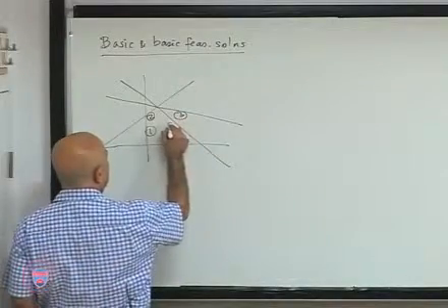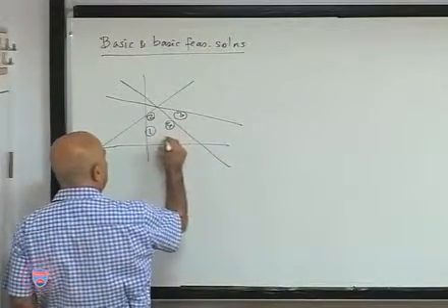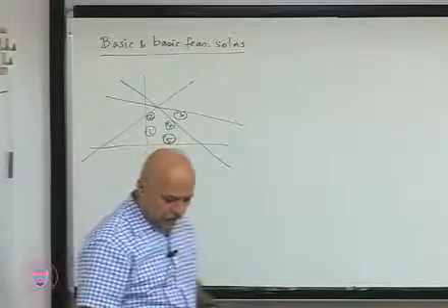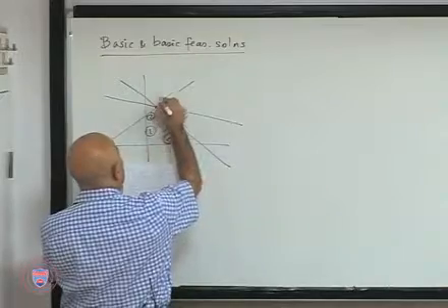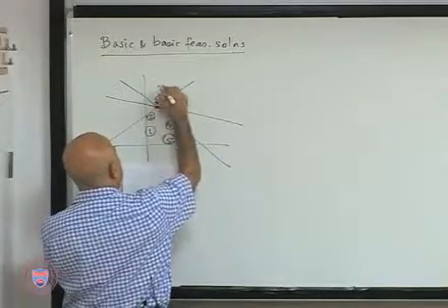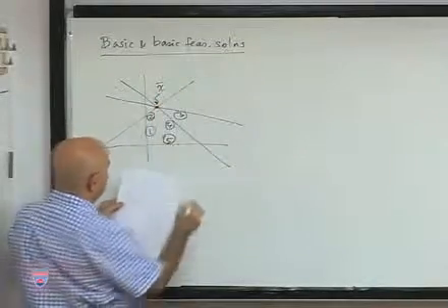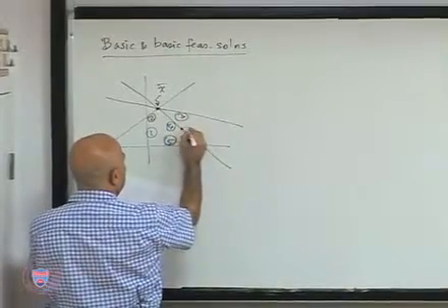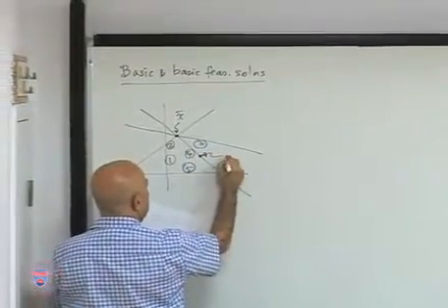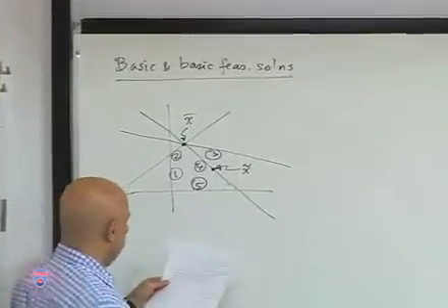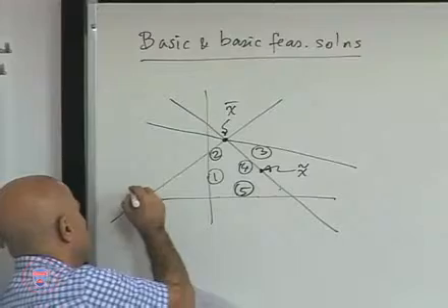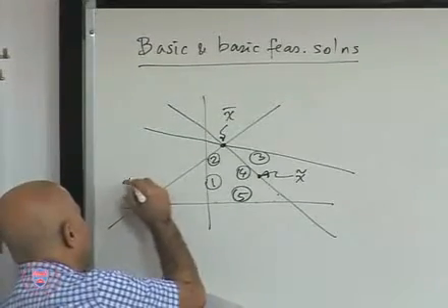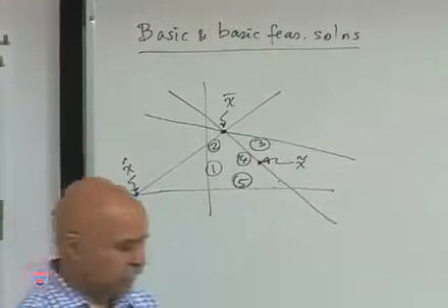Number 3, number 4, and number 5. So in this case, we have a bunch of points. For example, this one, let's just call it x bar. And then let's pick a point here, call it x tilde. And then let's pick this outside point, call it x cap. Okay?